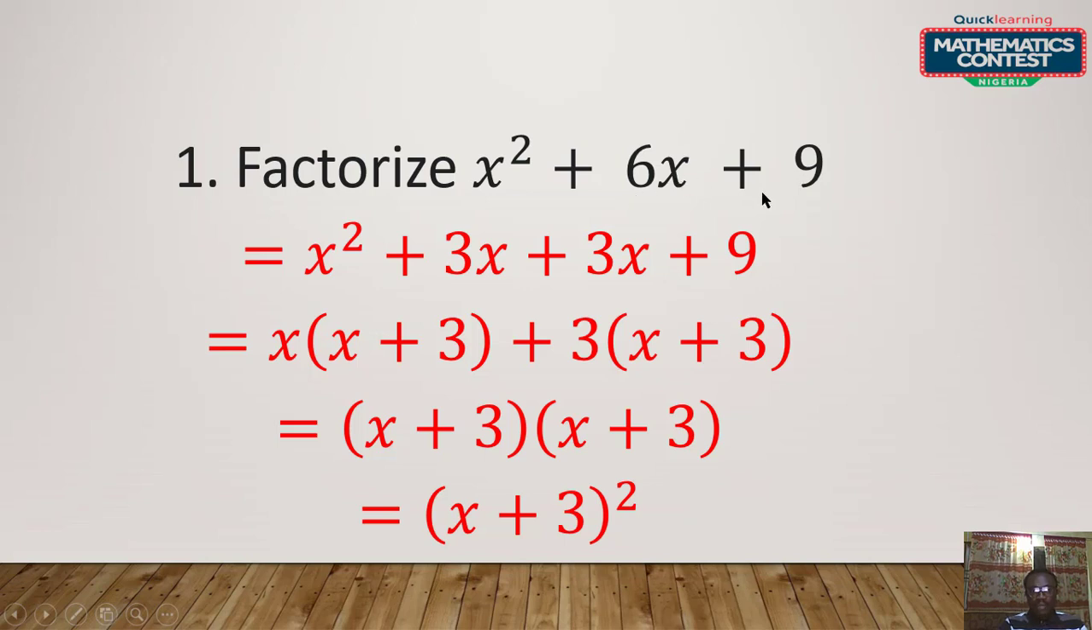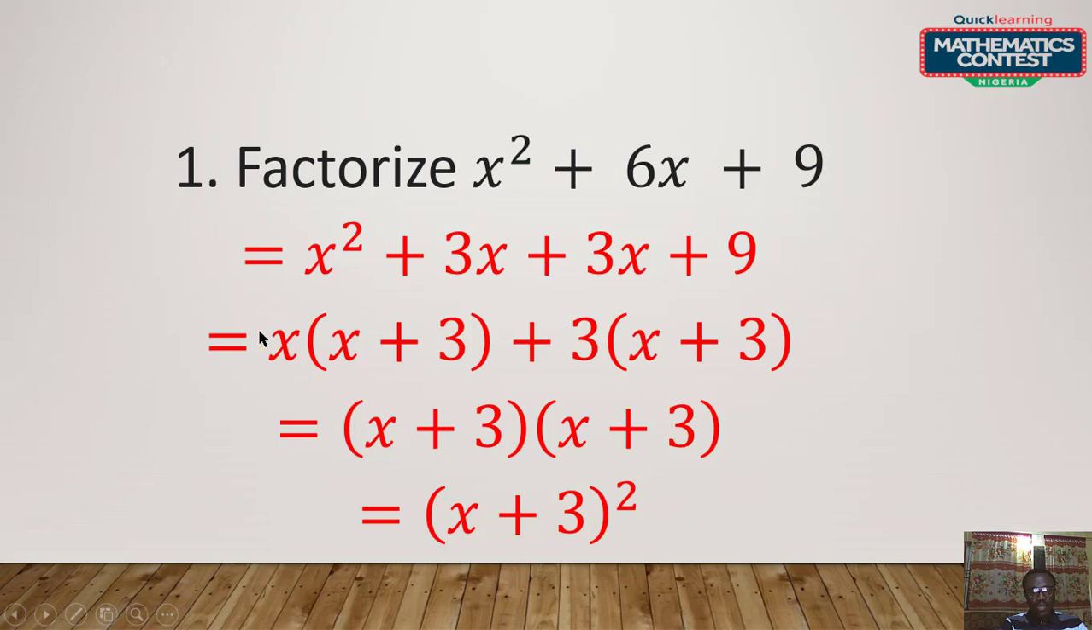Like I've been explaining, the coefficient of x squared here is actually 1. So 1 times 9 is 9. Always take note of that. So I'll look for two numbers that multiply to give me 9, and when they add, they give me 6x. So the numbers are 3 and 3. I'll use that 3 and 3 in place of 6. So I have x squared plus 3x plus 3x plus 9.